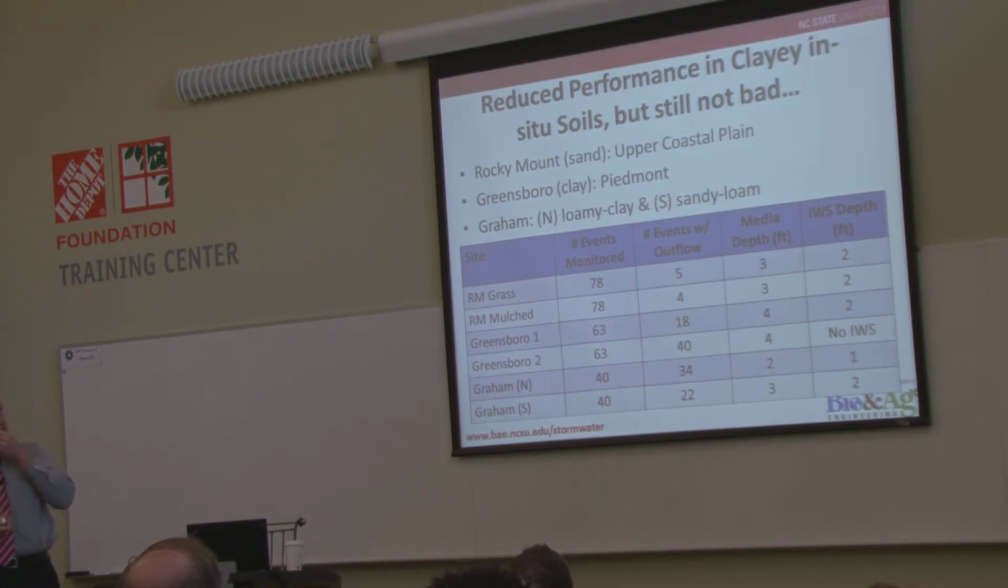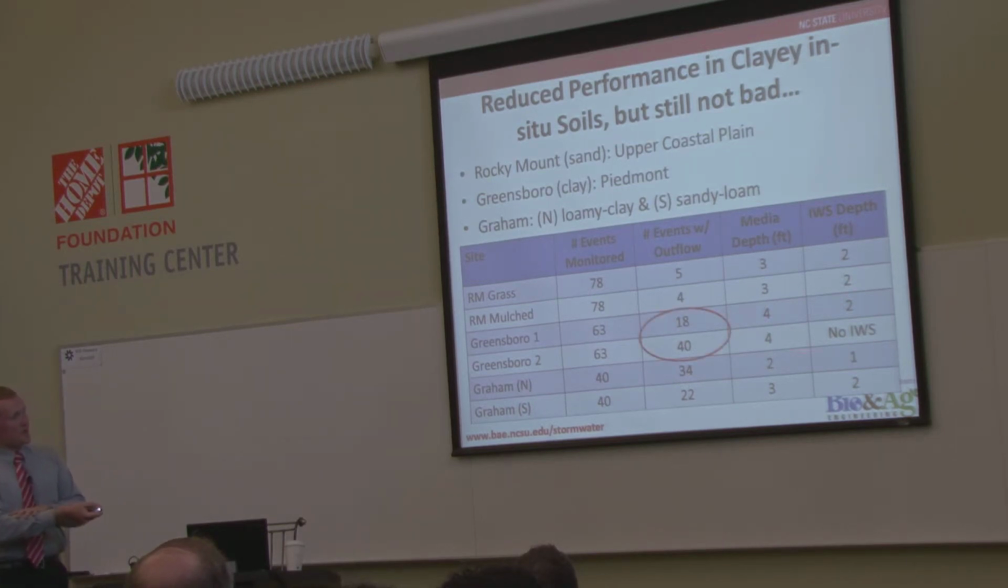So the Rocky Mount cells that I just showed you are these two right here. You can see the number of events with outflow is very, very small in both cases. However, these Greensboro cells, these are in our typical hydrologic soil group C, sandy clay loam type soils that we have in the Piedmont of North Carolina.